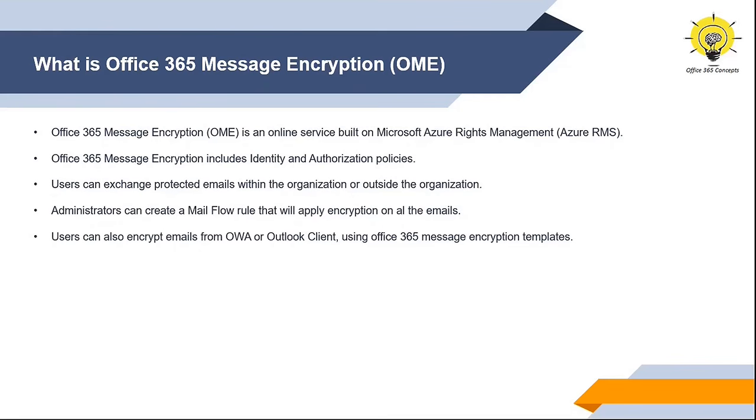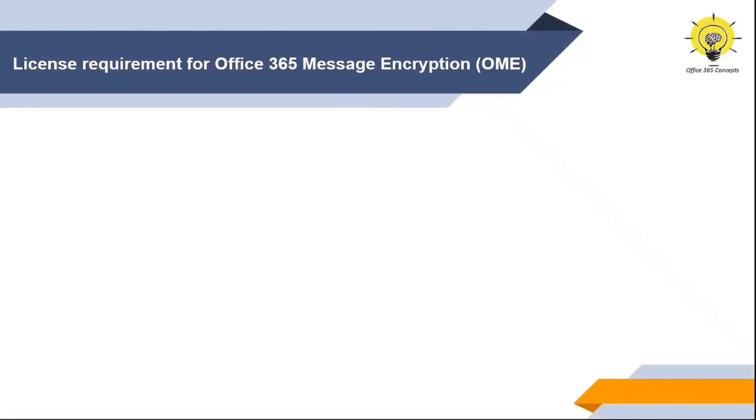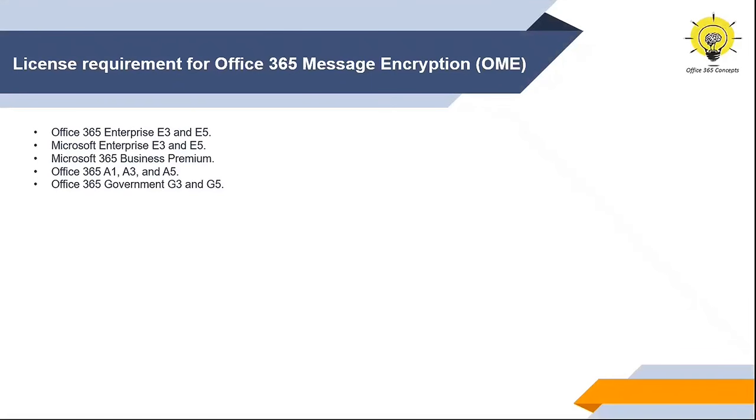Now let's understand what sort of licenses are required in order to use Office 365 message encryption. Office 365 message encryption is included in Office 365 Enterprise E3 and E5, Microsoft Enterprise E3 and E5, Microsoft 365 Business Premium, Office 365 A1, A3 and A5, and Office 365 Government G3 and G5. If you do not have the above subscription, you can purchase Azure Information Protection Plan 1 as a standalone license.